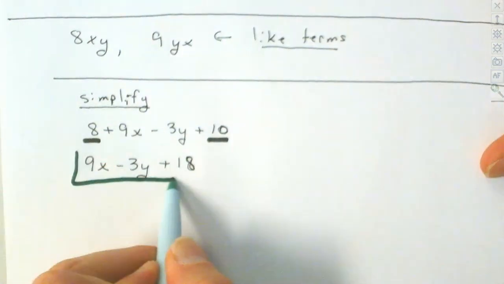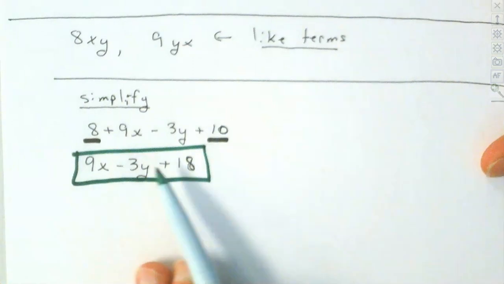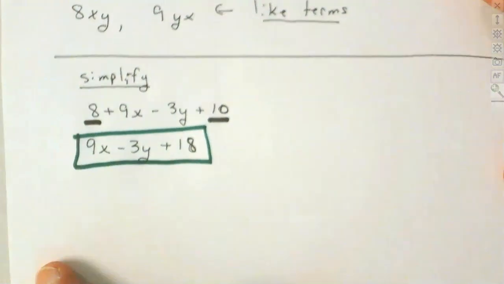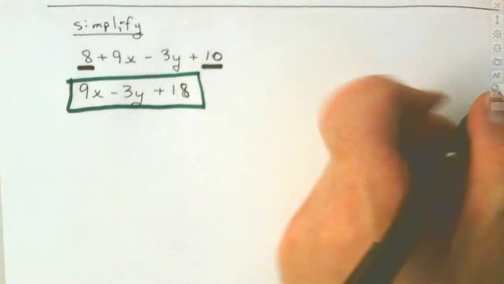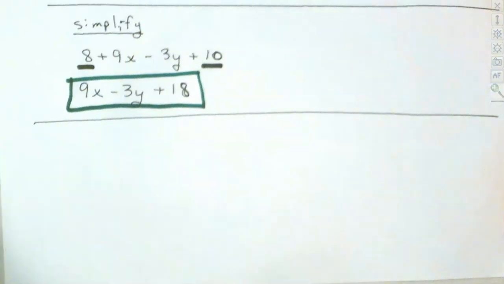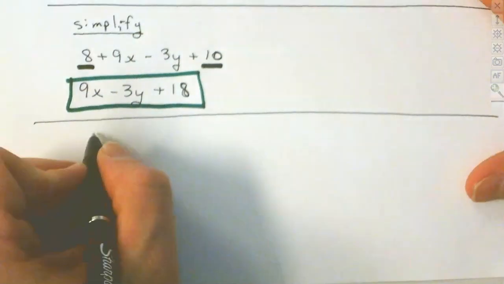Why can I not put anything else together? Why can the 18 not be added with anything else? Because they're all different variables, right? They have to have the same variables to go together. Let's look at another example. Sometimes, though, I've seen students try to add everything together. To combine them, they have to have the same variable.